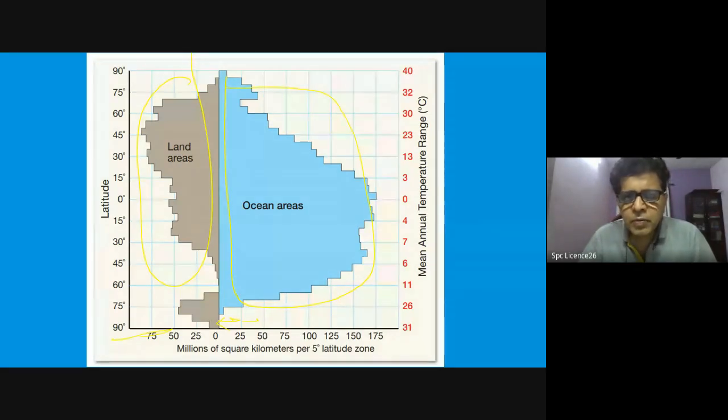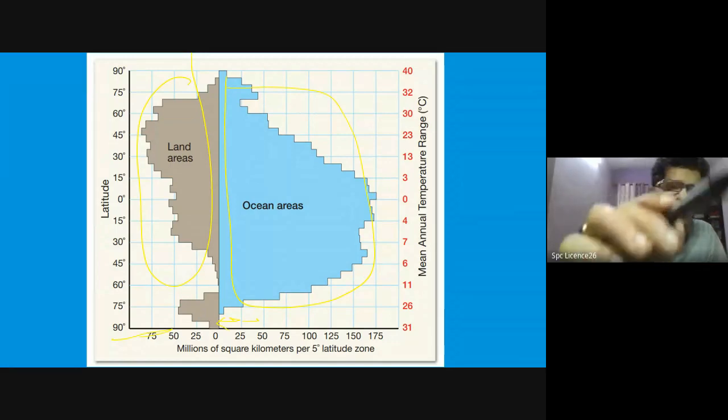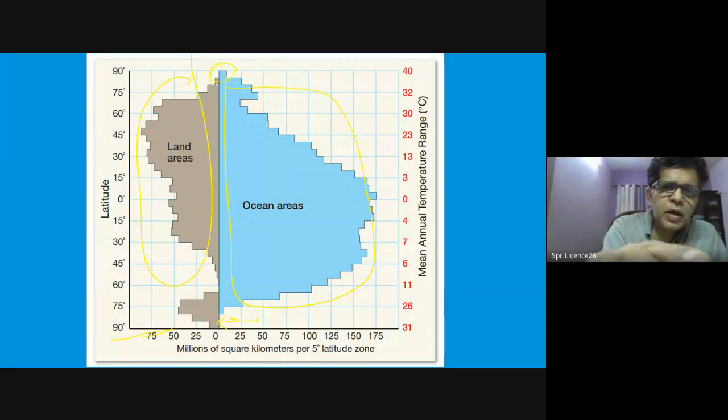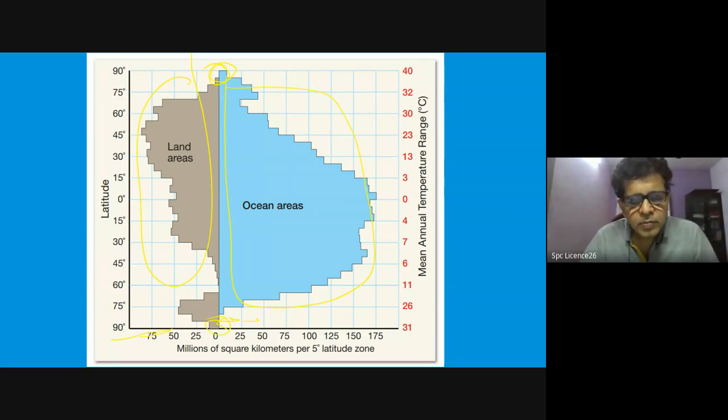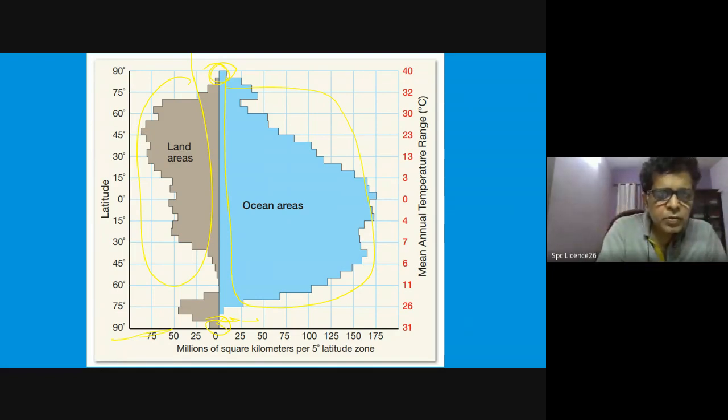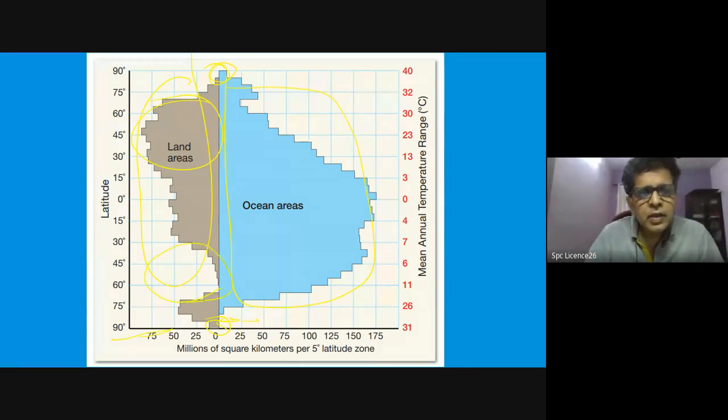Now, what does this antipodal arrangement mean for us? You will see that if we start from the poles, the northern pole has water while the southern pole has land. One observation. The second is that while the latitudes between 30 and 60 approximately have a lot of land in the northern hemisphere, you don't have that much amount of land in the southern hemisphere as such. This is called an antipodal arrangement.